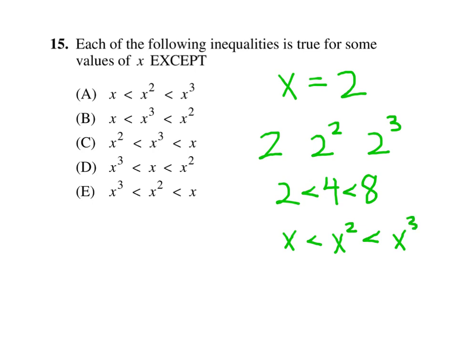So what does that mean? That means that answer choice A is true for the value of x equal to 2, which means answer choice A is not the correct answer.